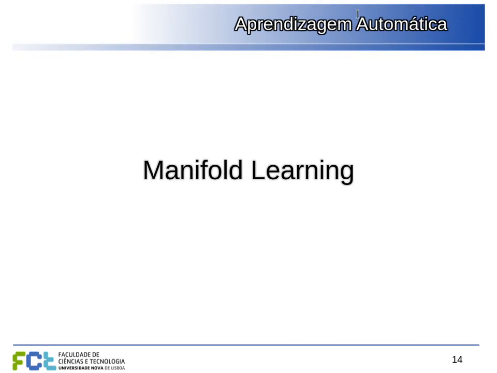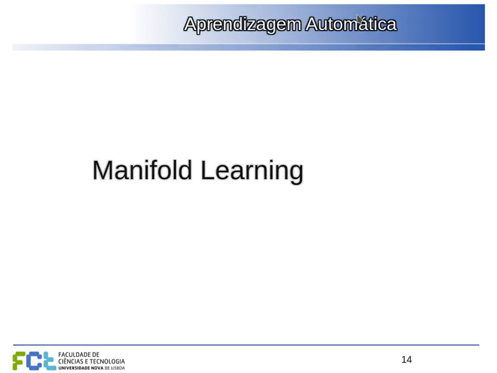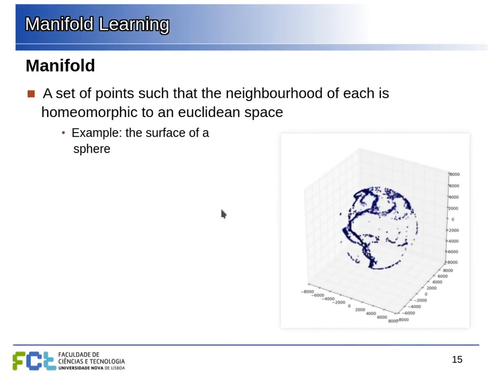Okay, so now let's move on to a different problem, which is trying to represent data that we have in higher dimensions, represented in a lower dimensional space, but trying to preserve as best as possible the relations between the points. Let's consider this example: this graph here represents the coordinates of seismic events at the surface of the Earth. So these points are spread out in 3 dimensions because the Earth is spherical.